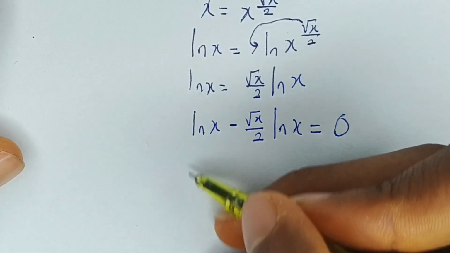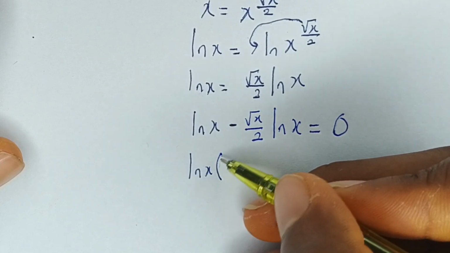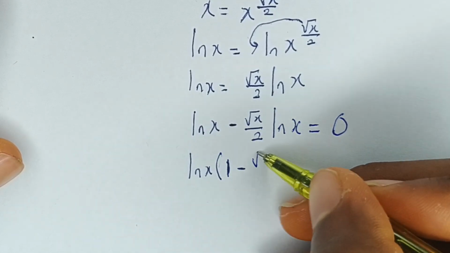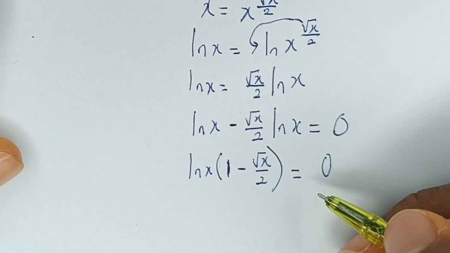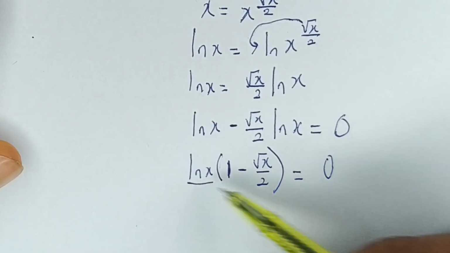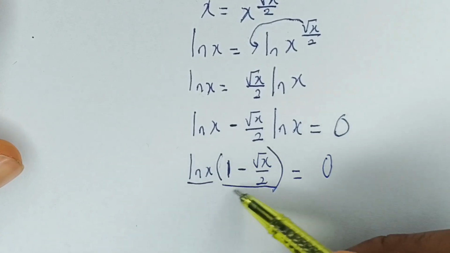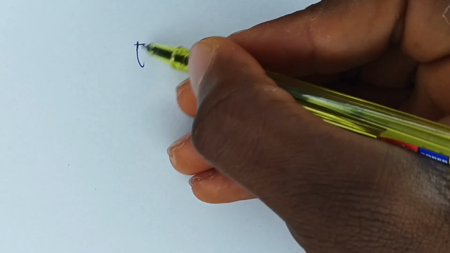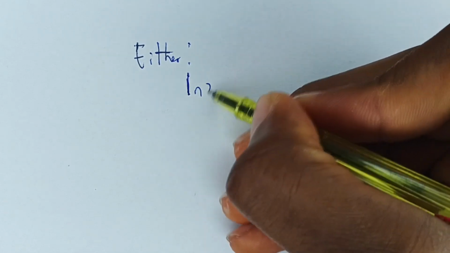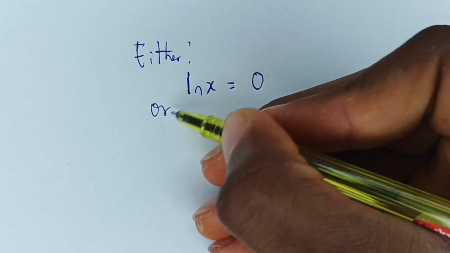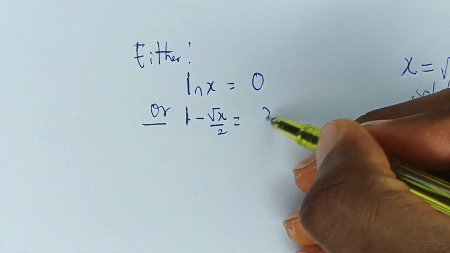Let's factor out natural log of x. So we have natural log of x multiplied by 1 minus root of x over 2 to be equal to 0. Now, at this point, you can see that this multiplied by this is equal to 0. And when two things multiply to give you 0, it's either the first one is equal to 0 or the second one is equal to 0. So it is either that natural log of x is equal to 0 or 1 minus root x over 2 is equal to 0.